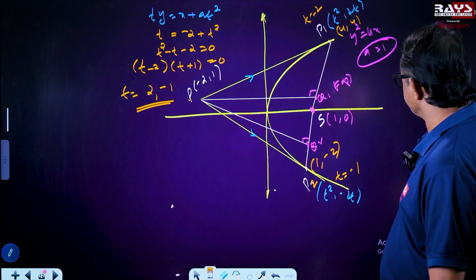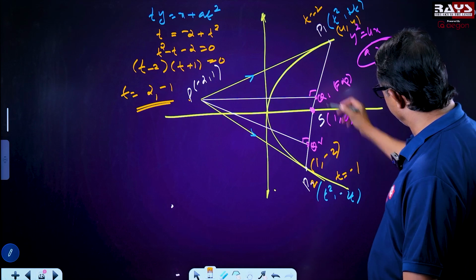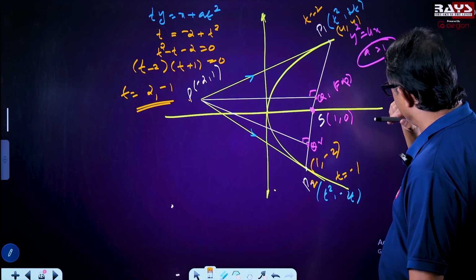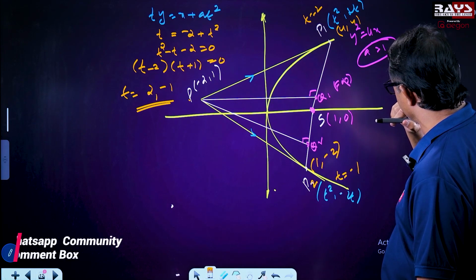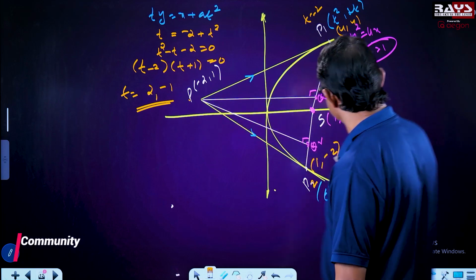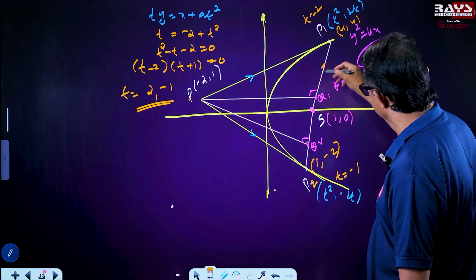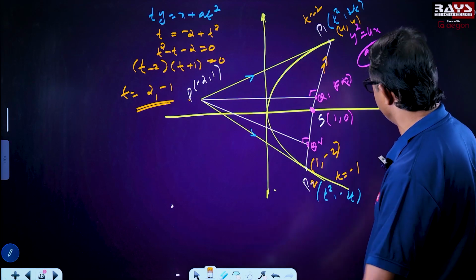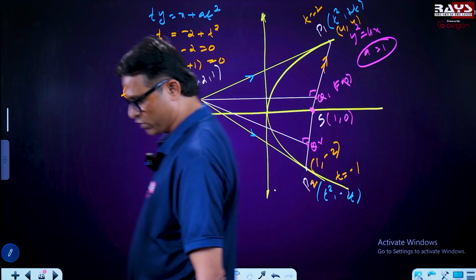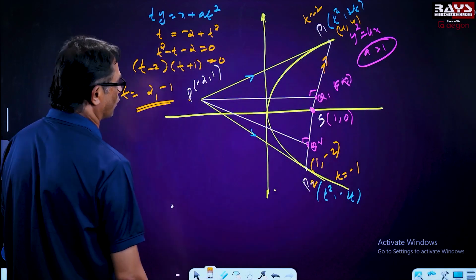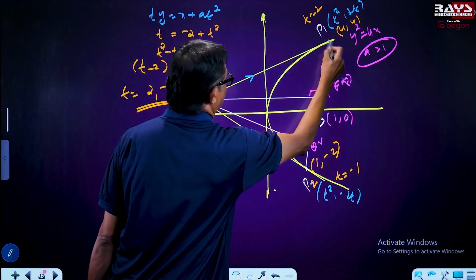Now, in order to find the equation of Q1, let us find the foot of the perpendicular from (-2, 1) on this line. So what about this line, SP1? You have to find this line's equation. Equation of SP1, what is its equation? It is passing through (1, 0) and this point is (4, 4).